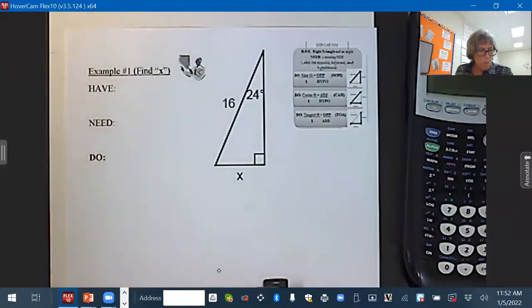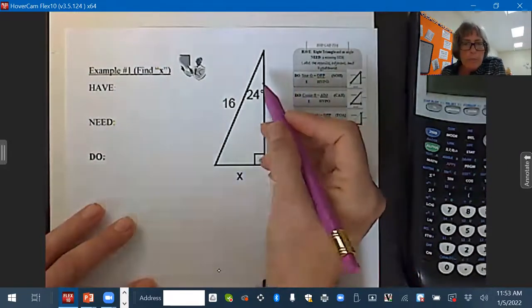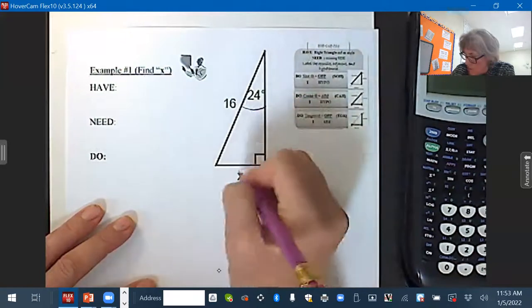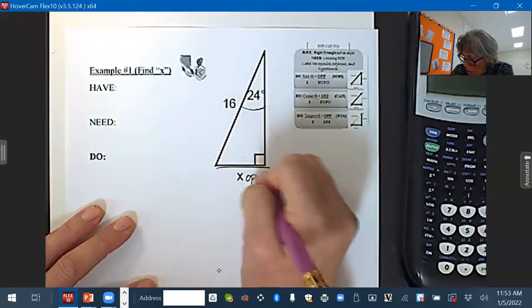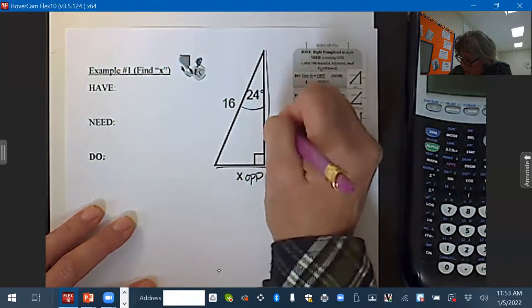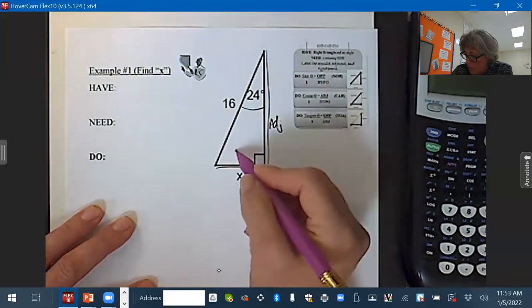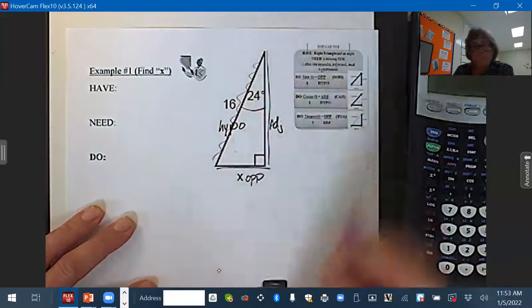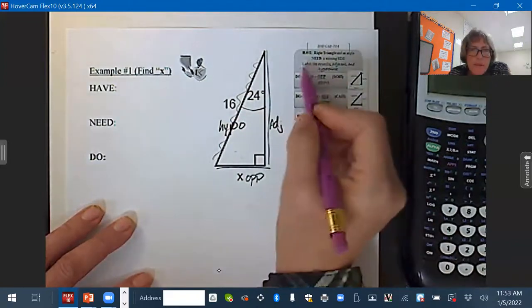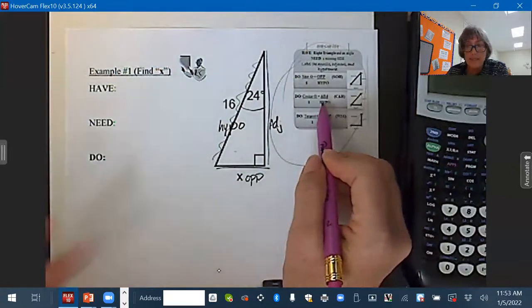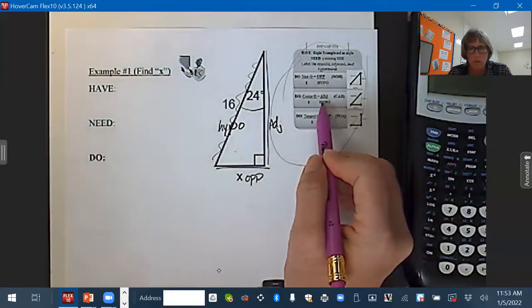All right, step number 1. You label opposite, adjacent, and hypo. So from this angle 24, the x is our opposite. This side here is the adjacent. Across from the right angle is the hypo. This chart is in your reference booklet as well. That's on that right triangle toolbox.